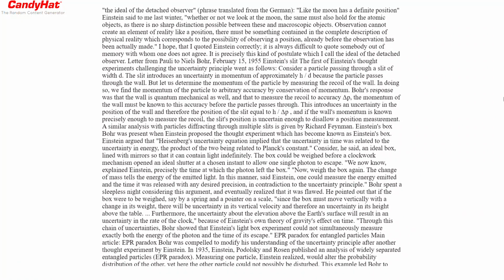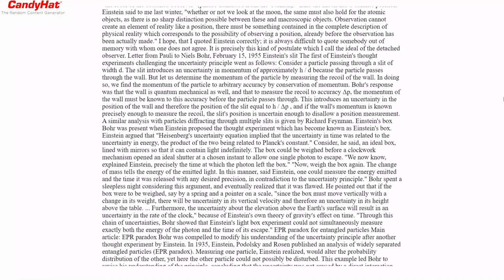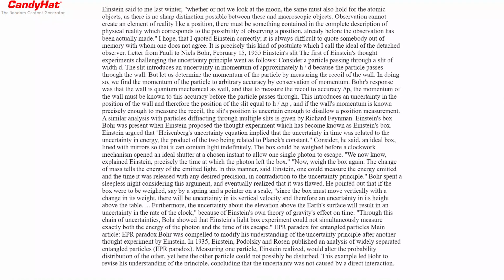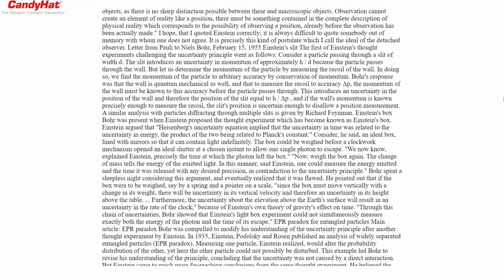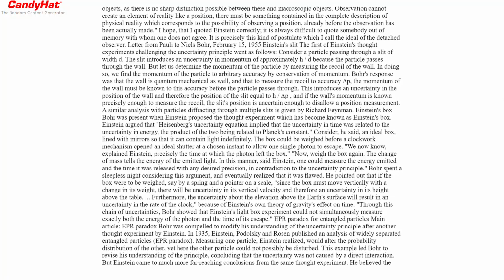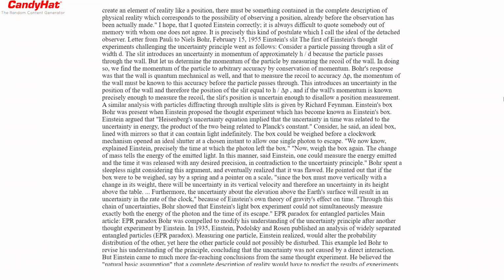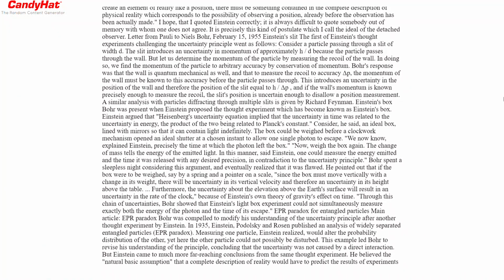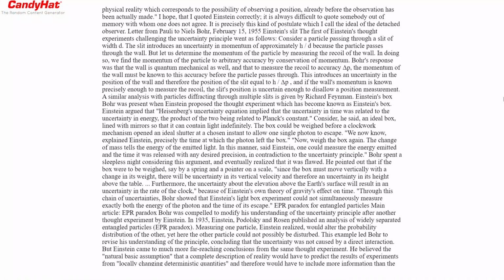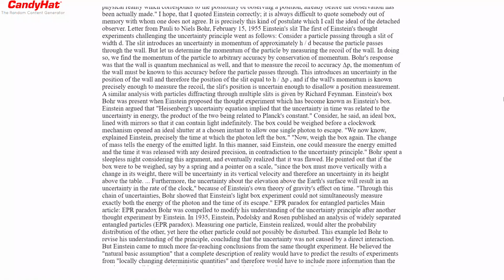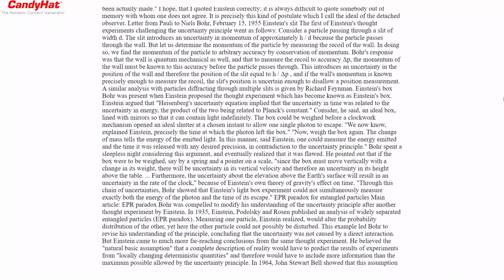He pointed out that if the box were to be weighed, say by a spring and a pointer on a scale, since the box must move vertically with a change in its weight, there will be uncertainty in its vertical velocity, and therefore an uncertainty in its height above the table. Furthermore, the uncertainty about the elevation above the Earth's surface will result in an uncertainty in the rate of the clock, because of Einstein's own theory of gravity's effect on time. Through this chain of uncertainties, Bohr showed that Einstein's light box experiment could not simultaneously measure exactly both the energy of the photon and the time of its escape.